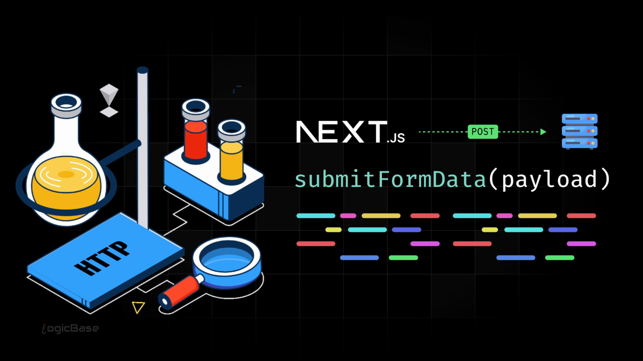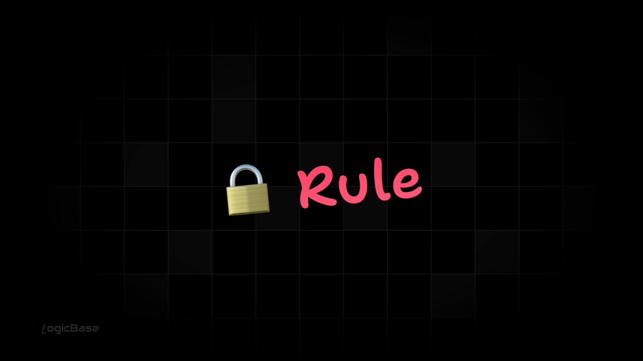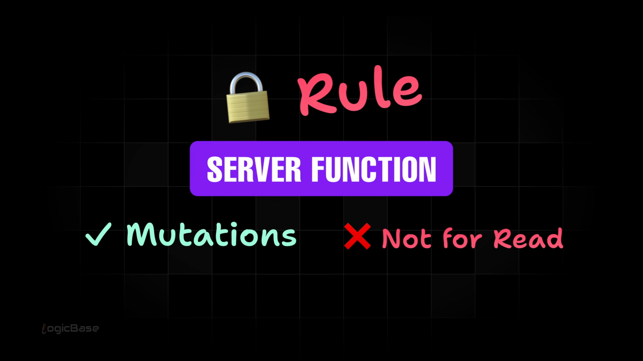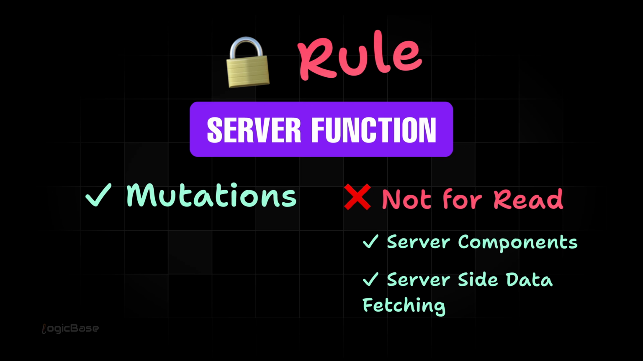One more rule we need to lock in right now. We will use actions mainly for mutations, not reads. If you are trying to read data, you typically want server components and normal server-side data fetching. Calling a server action to read data often just adds an extra hop.